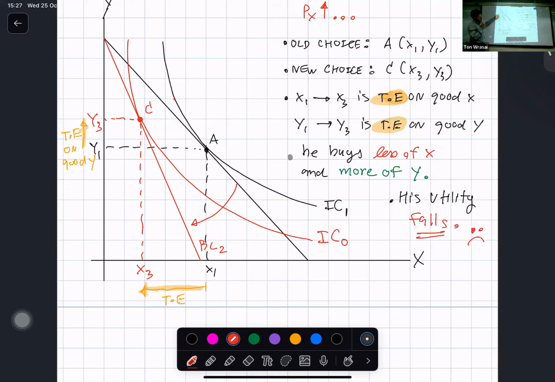And we observe that he buys less of good X and more of good Y with this response. X1 to X3. X3 is on the left of X1, so he buys less of good X. Y3 is above Y1. He buys more of good Y. And now he's on a lower indifference curve, I see 0. His utility falls.